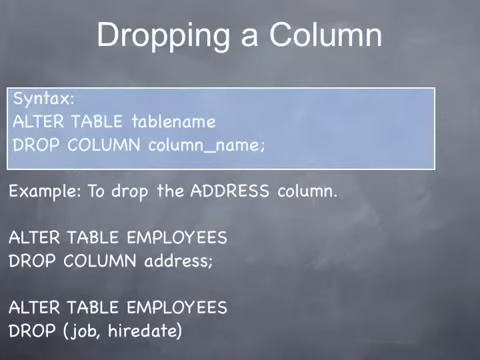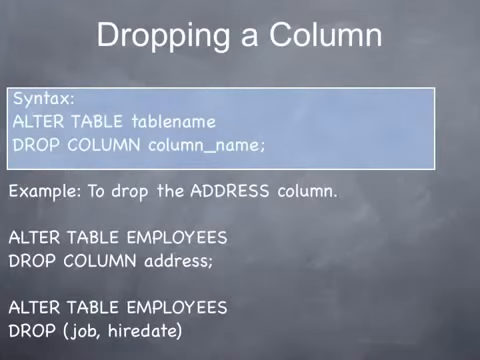The syntax to drop a column has been displayed on this slide. It is alter table, table name, drop column, column name. In the example, you are dropping a column called address from the employees table. The command that is written is alter table employees, drop column address.